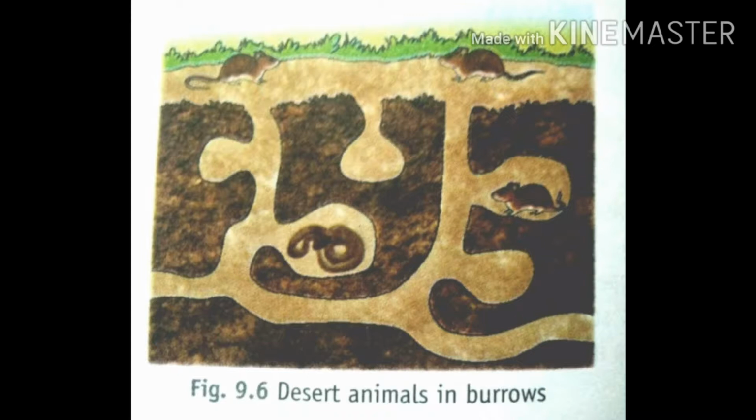Desert animals have less fur and very little body fat. This helps them to lose heat through their skin surface.